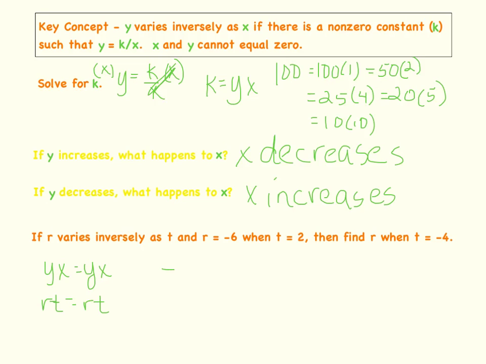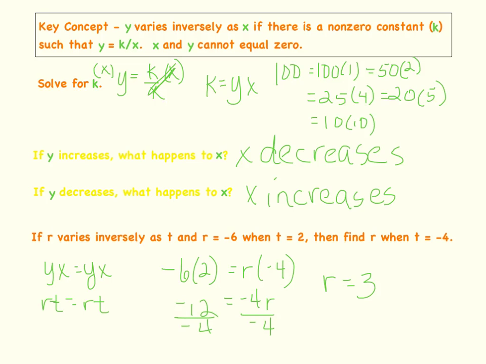So our first r is -6 and our t is 2. And then it says to find r, so we don't know what that is when the t is -4. So now go on the left side of the equation. -6 times 2 is -12. So basically we have -12 equals -4r. And so to isolate r, we would need to divide both sides by -4. And if we do that, -12 divided by -4 would be +3.